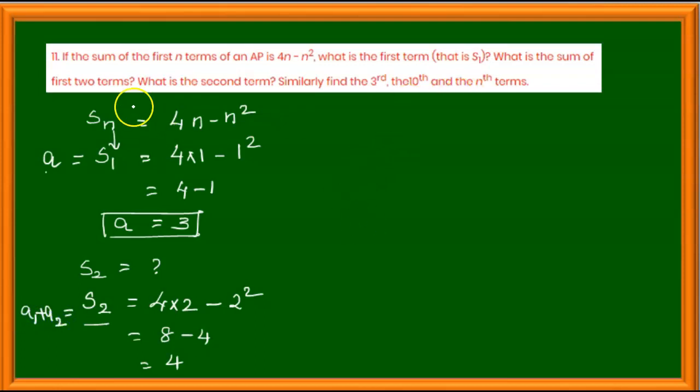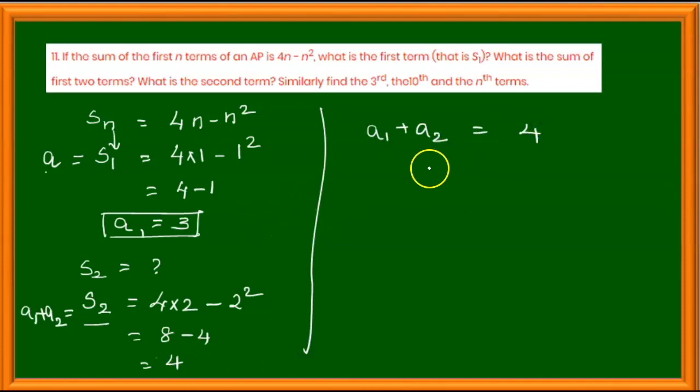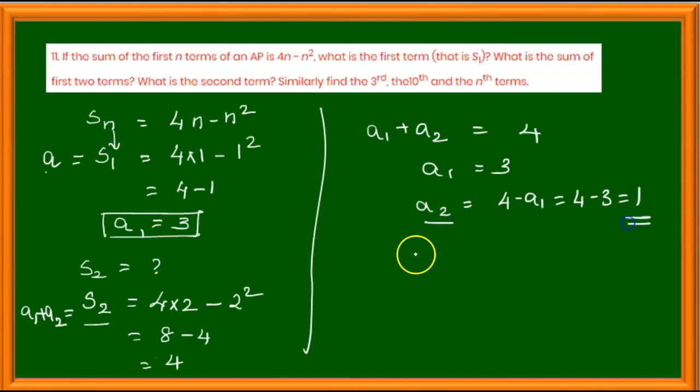Next, it's asking for the second term. A1 plus A2 is 4, and A1 is calculated. You are asked to find A2. So A1 plus A2 is equal to 4, and A1 is equal to 3. Therefore A2 is simply 4 minus A1, which is 4 minus 3, which is 1. The second term is 1 here. Understood?